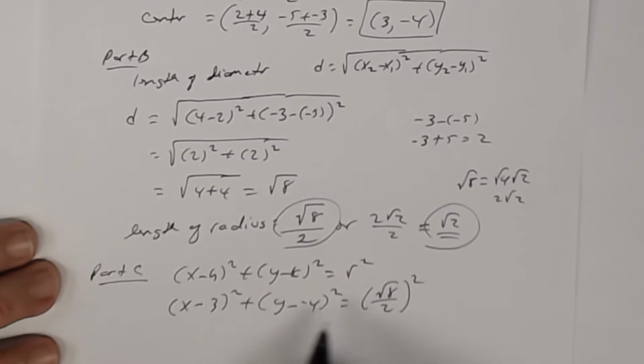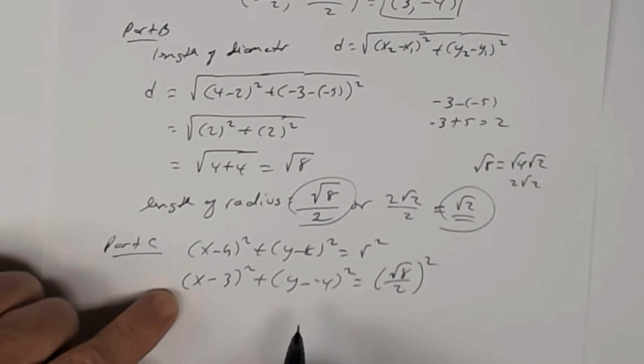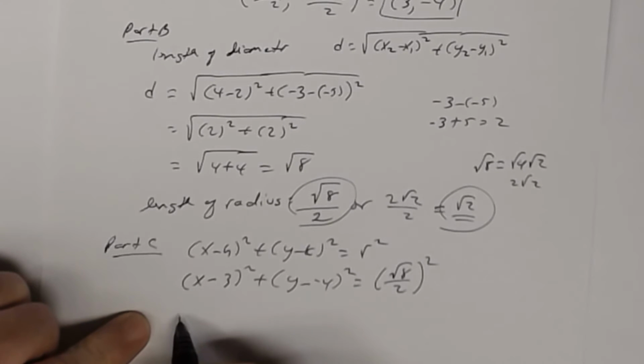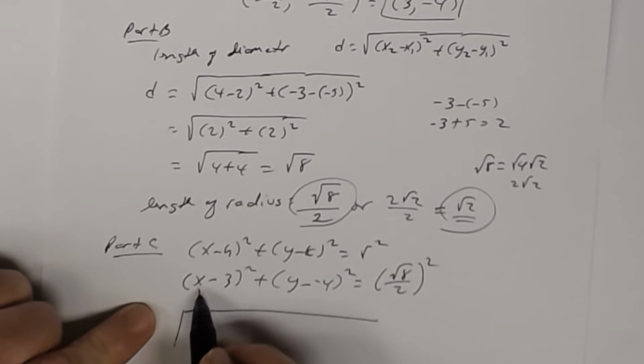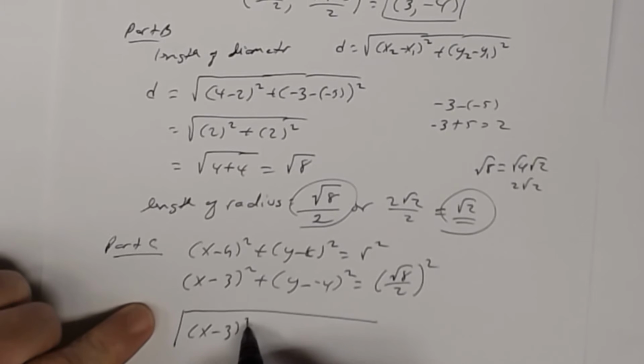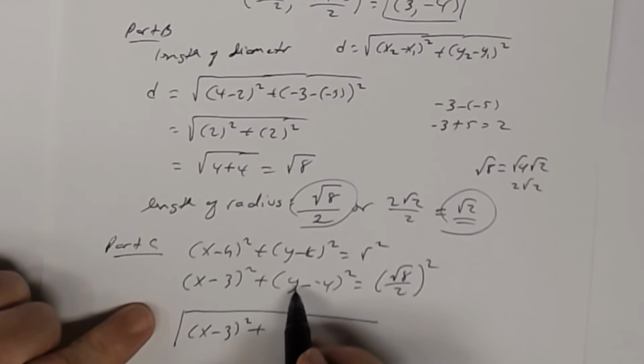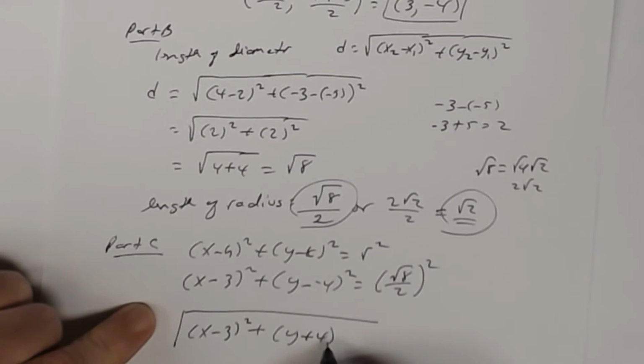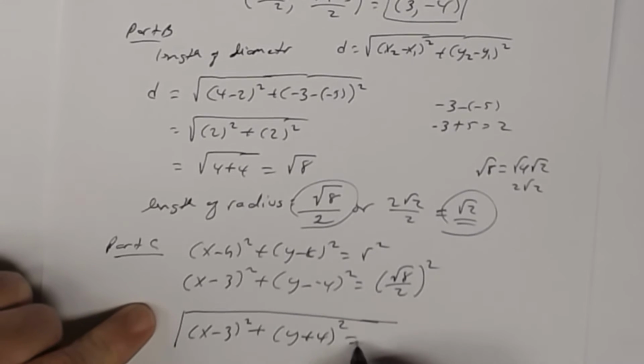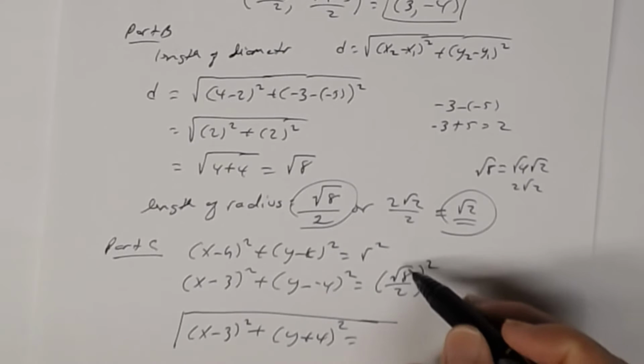All right, now that's not the answer. You got to simplify as much of this as you can. So the answer is going to be x minus 3 squared plus, you are expected to know that y subtract negative 4 means the same thing as y plus 4. That's how you got to write it. Squared equal, and then let's talk about what I'm squaring here.